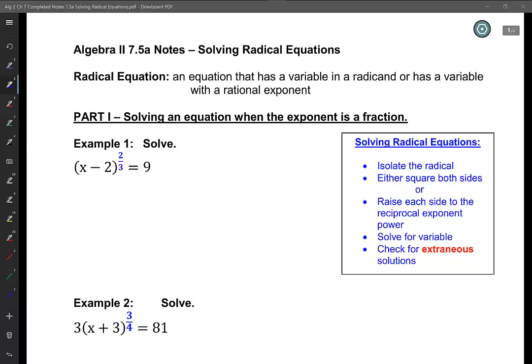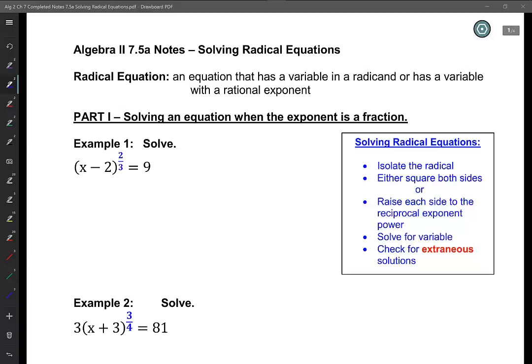In section 7.5, we're going to be talking about solving radical equations. These radical equations might have either square roots or exponential fractions that we're going to have to try to eliminate in order to isolate the variable and solve for x.